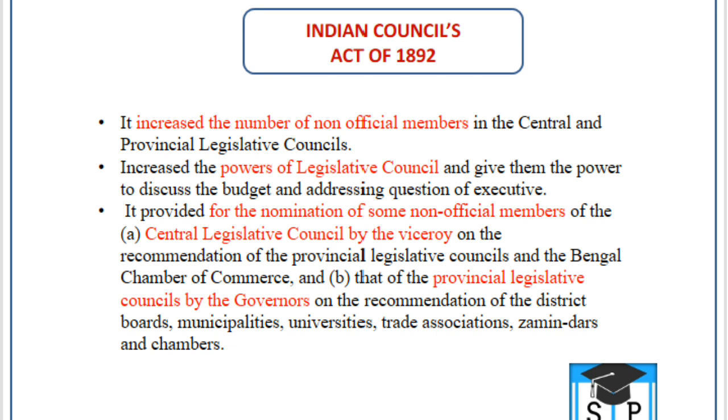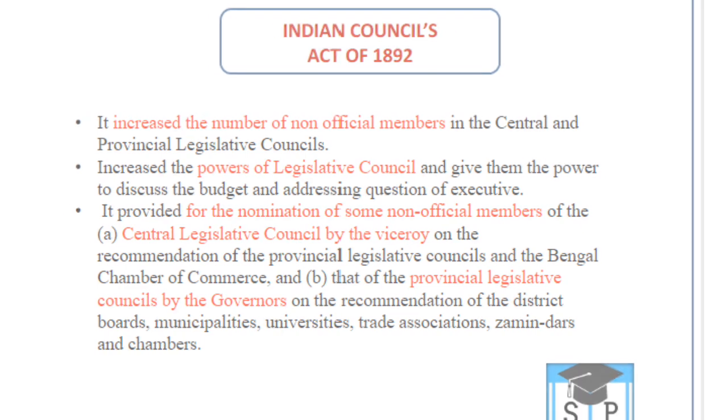This act also provided for the nomination of some non-official members of the Central Legislative Council. The nomination to the Central Legislative Council is made by the Viceroy on the recommendation of the Provincial Legislative Councils and the Bengal Chamber of Commerce. Also, it provided for the nomination of some non-official members of the Provincial Legislative Councils by the governors on the recommendation of the district boards, municipalities, universities, trade associations, zamindars and chambers. This act made use of the word nomination instead of election.